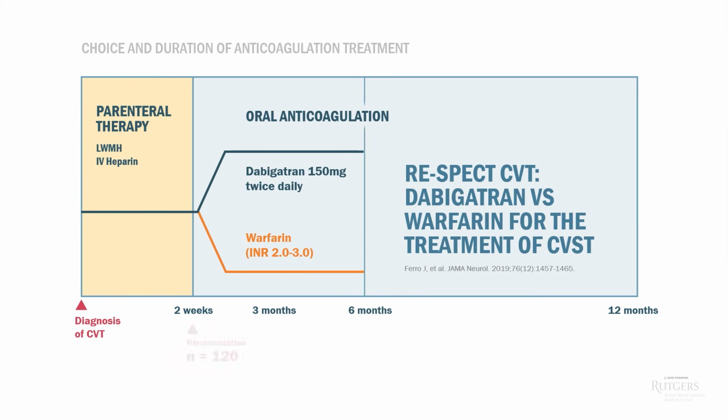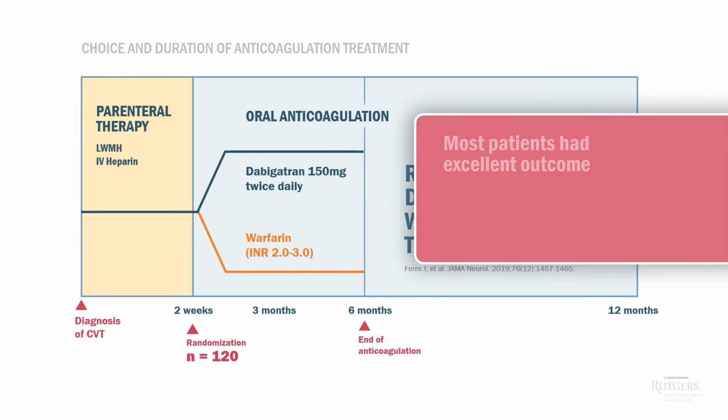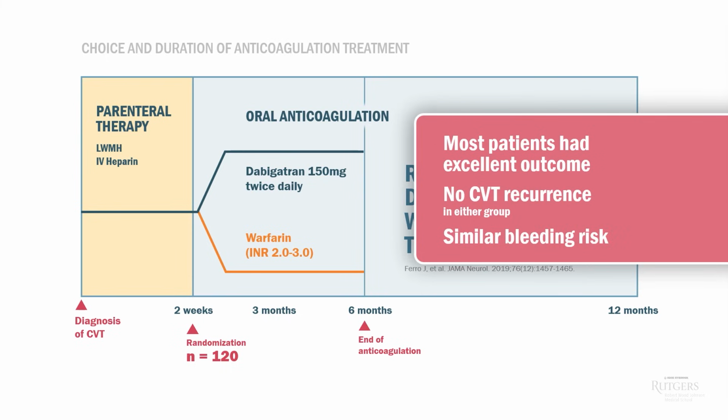Warfarin or dabigatran was started 2 weeks after cerebral venous thrombosis diagnosis and continued until 6 months. Nearly half the patients had parenchymal lesion at presentation, so the patient population had mild to moderate disease severity. Surprisingly, over 90% of both groups did very well at 6 months. We are talking modified Rankin score of 0 or 1. And none of the patients had recurrent thrombotic events. The bleeding risk was similar in the two groups. So based on this trial, dabigatran is a reasonable alternative to warfarin for long-term venous thrombosis treatment.